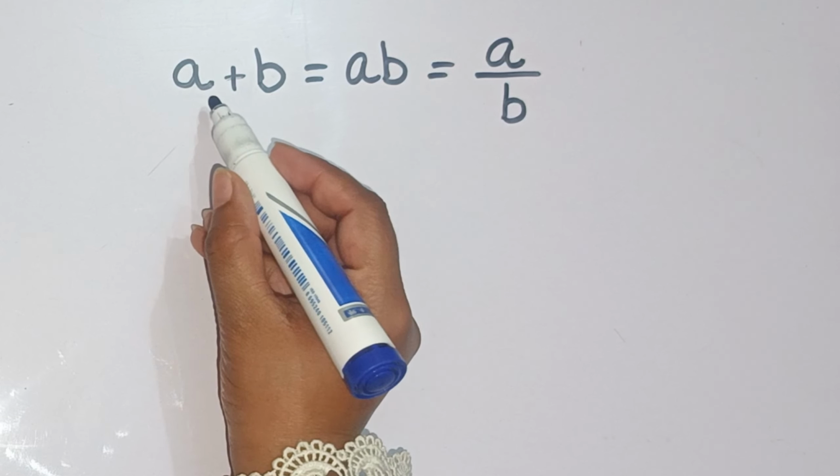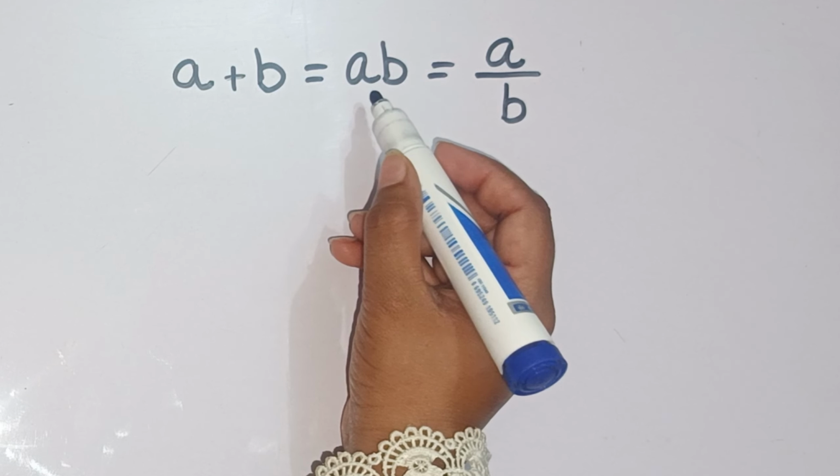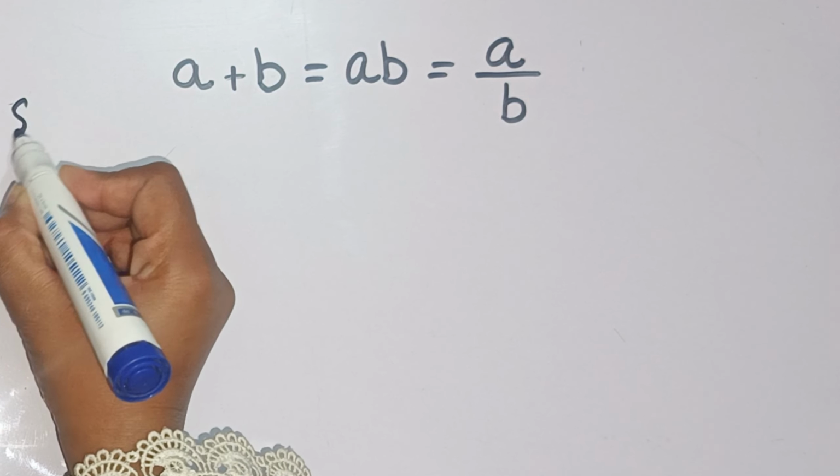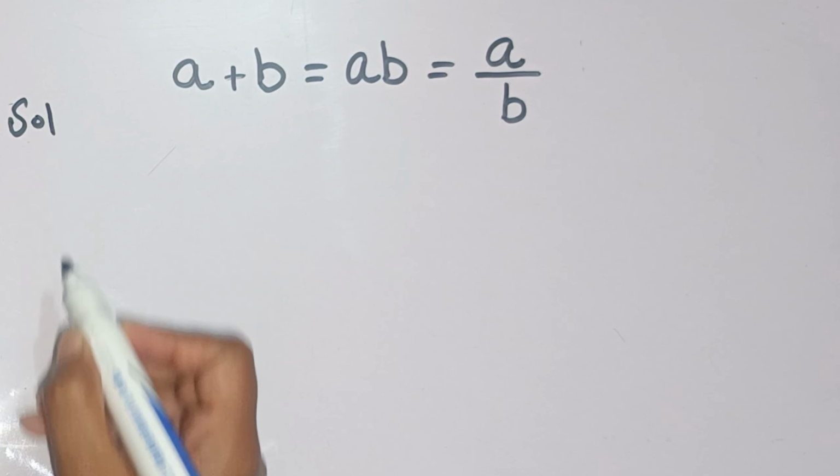Today our question is: a plus b is equal to the product ab, which is equal to a over b, and we have to find the value of a and b. So let's start.